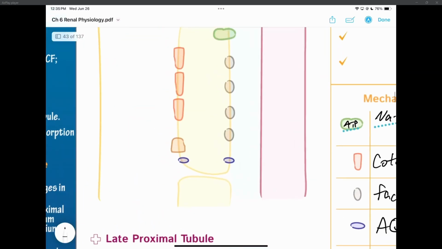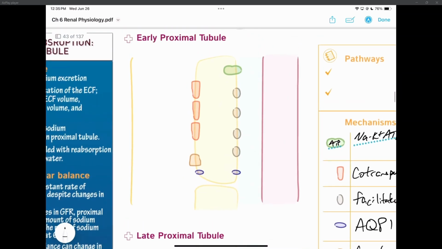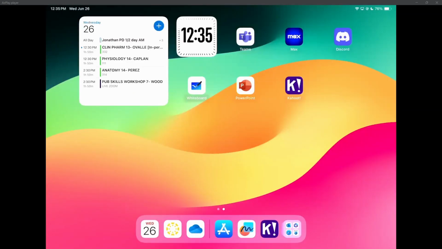So let's talk about the early proximal tubule and its relation to getting all the substances back in. So we know the top one is an ATP pump. So which direction is sodium going to go? Out. And it's going to bring potassium in. As far as setting this up, this is the lumen of the tubes.